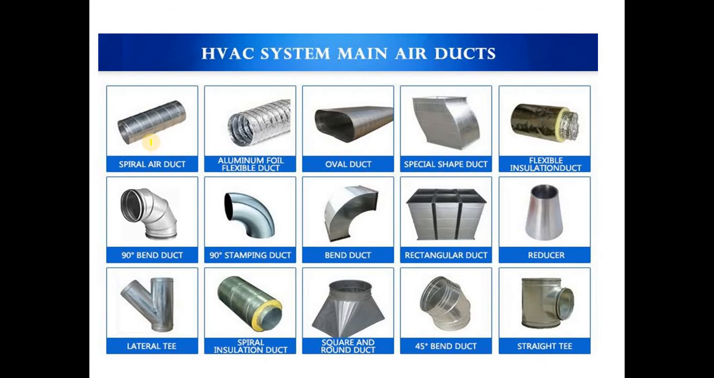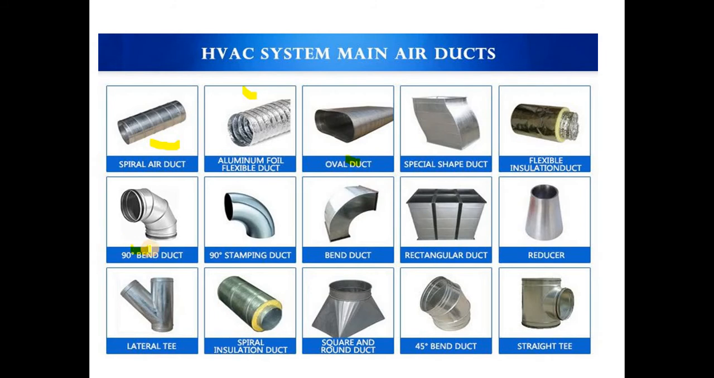So this is the spiral duct, round shaped. This is aluminum foil flexible duct, mostly used in shopping malls. Circular ducts are mostly used in precise applications like chemical plants, and similarly in hospitals. Oval shaped ducts are preferred where the space requirement is less. And special shape ducts are used where we need to change the duct as per dimension requirements. This is again flexible duct, insulated duct, mostly used in shopping complexes.